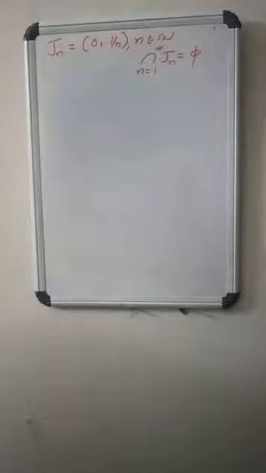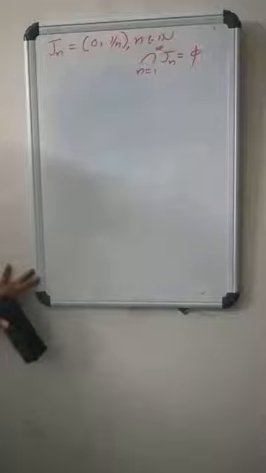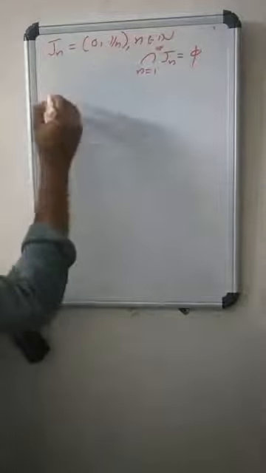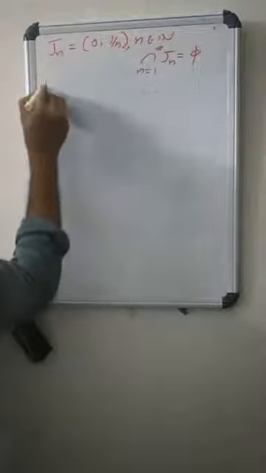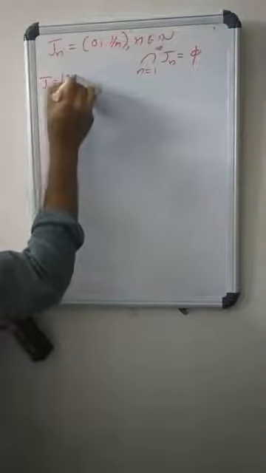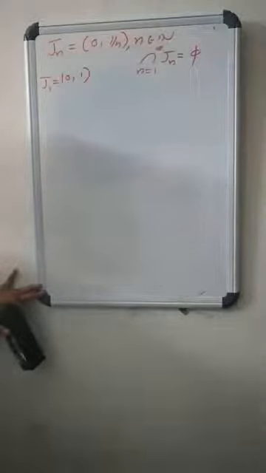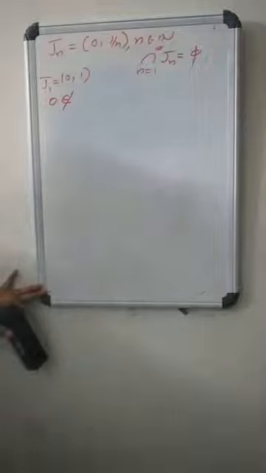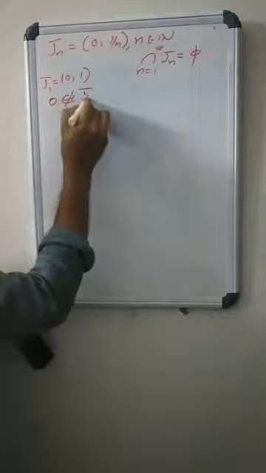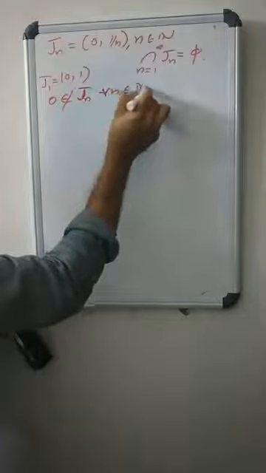How? It is again from the definition of J_n. What is J_1? The open interval (0, 1). J_2 is the open interval (0, 1/2). J_3 is the open interval (0, 1/3). Clearly 0 is outside of J_n for all n in N.